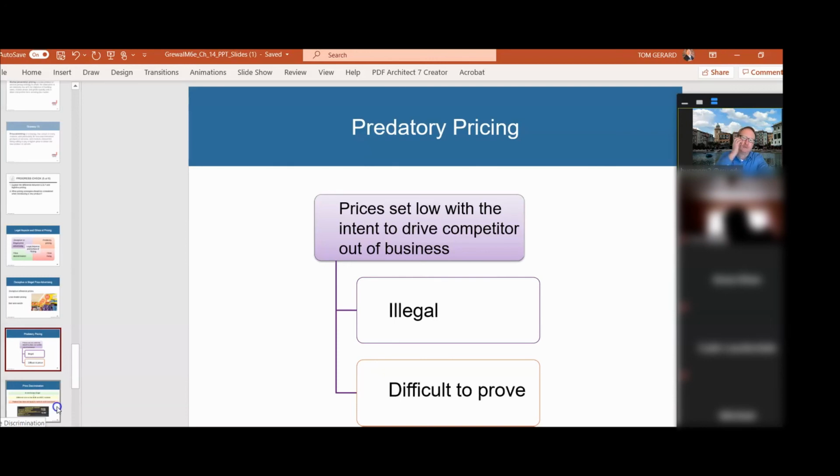You may not remember, but Kmart was the largest retailer in the world, far, far bigger than Walmart for many, many decades. And then Walmart came in and really hammered them. And this was one of the things that they did. They would sell things below cost. Difficult to prove.